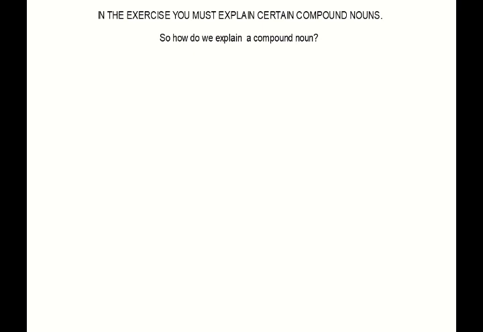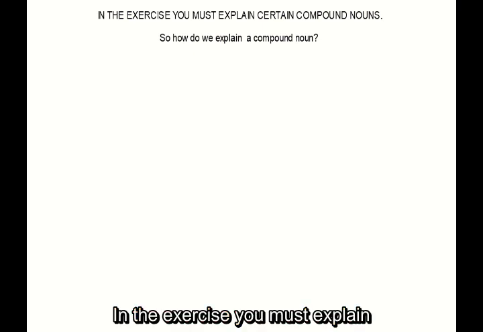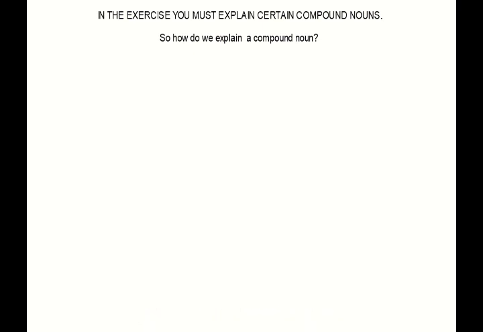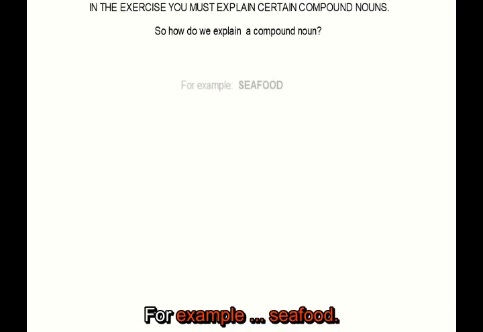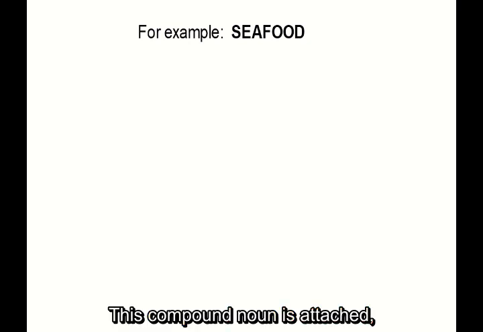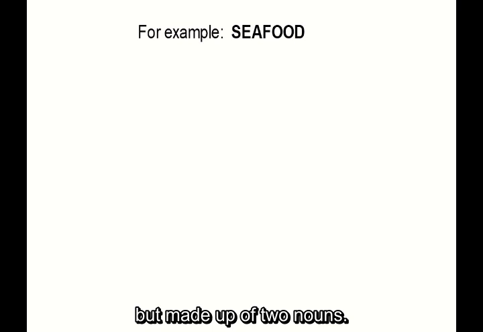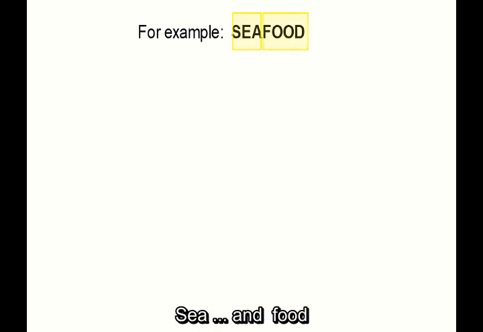Compound nouns. In the exercise, you must explain certain compound nouns. So, how do we explain a compound noun? For example, seafood. This compound noun is attached but made up of two nouns, sea and food.